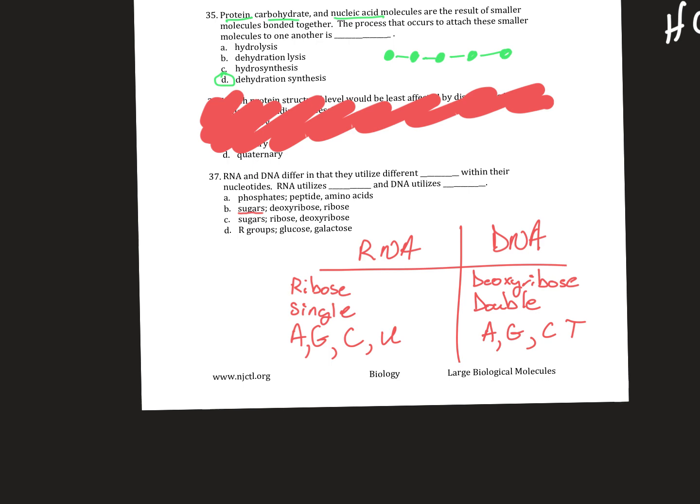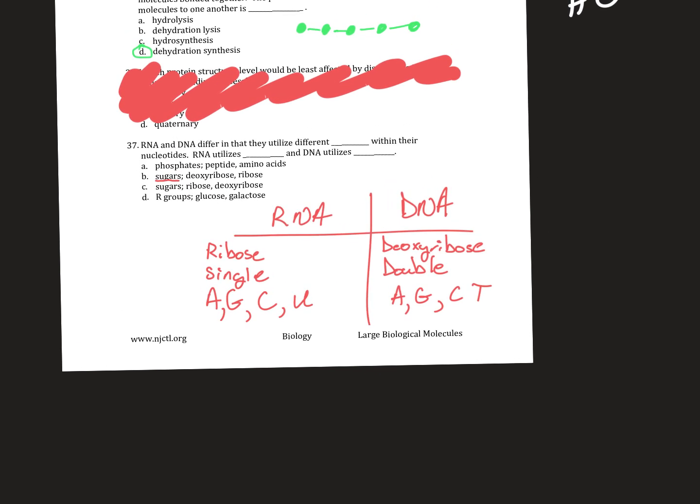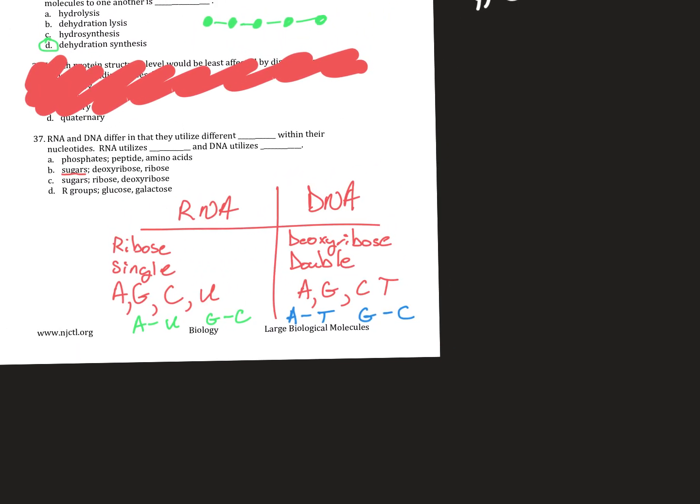In DNA, A binds with T and G with C. In RNA, A binds with U and G with C. And when I say bind, I mean hydrogen bond. Hydrogen bond, what does that look like? Well, you have to look at a nucleotide. A nucleotide has a sugar as one of its components.